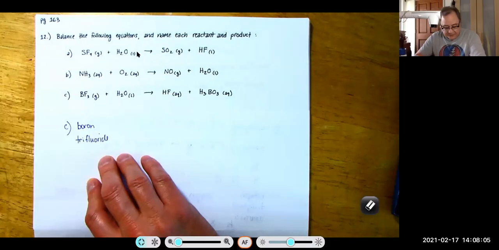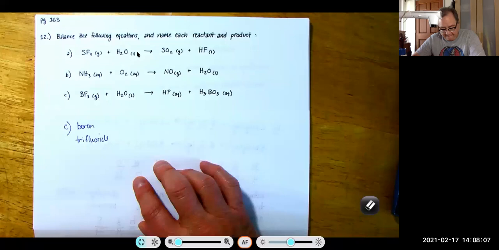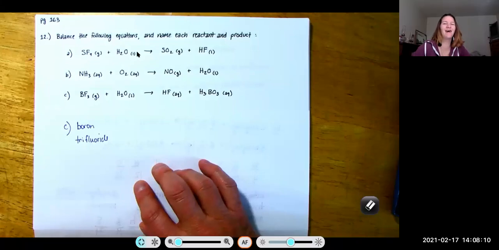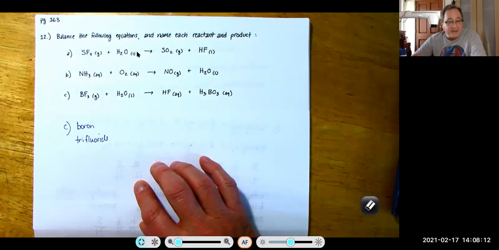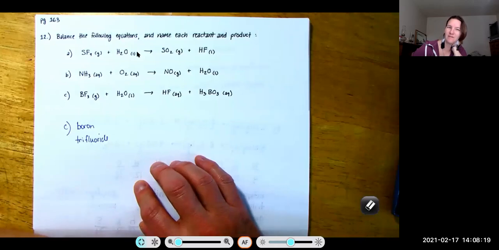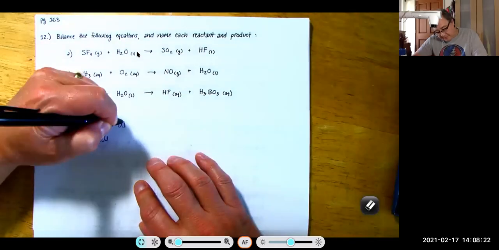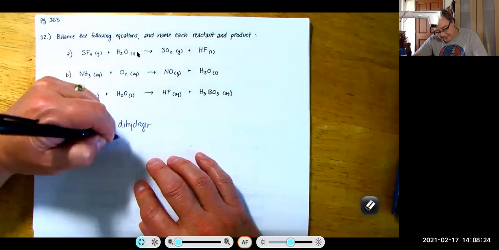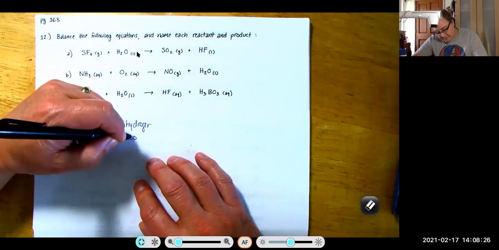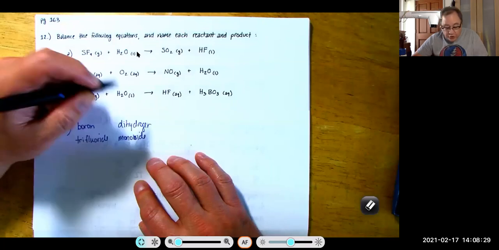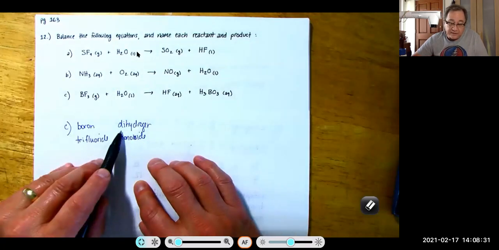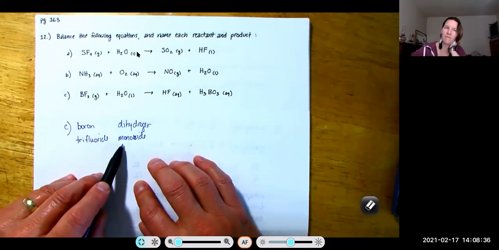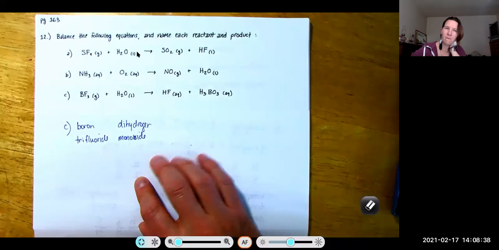How about this next one? Water. Let's give it the name that we learned using those rules. Hydrogen monoxide. Dihydrogen monoxide. So for the first element, you use a prefix if there's more than one. Second element, always use a prefix. Okay, how about the next one?